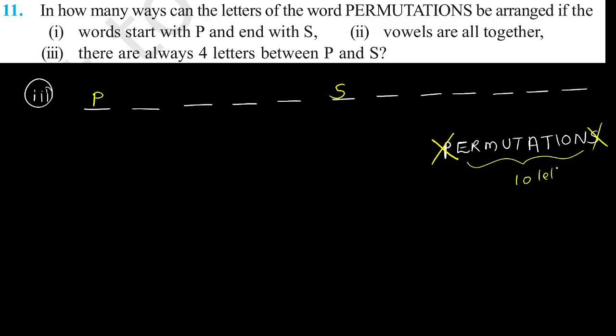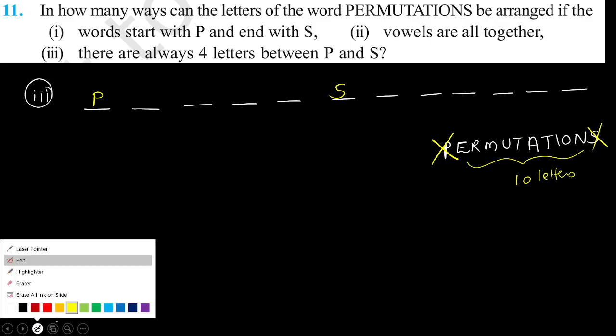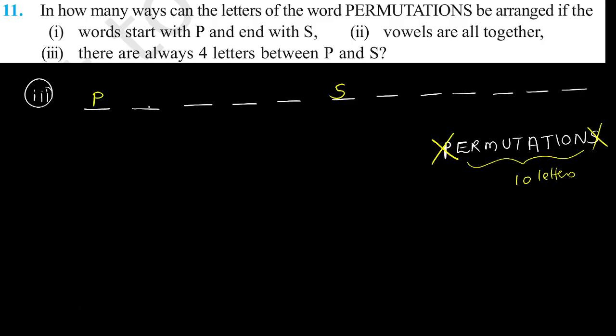10 letters are remaining. Is it correct? 1, 2, 3, 4, 5, 6, 7, 8, 9, 10. So you may write it. For the time being, let me write it. E, R, M, U, T, A, T, I, O, N. Is there any mistake? P and S are fixed.